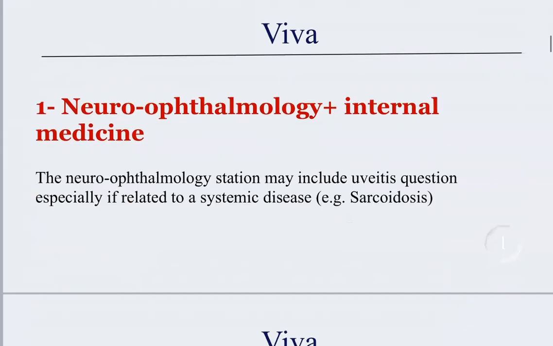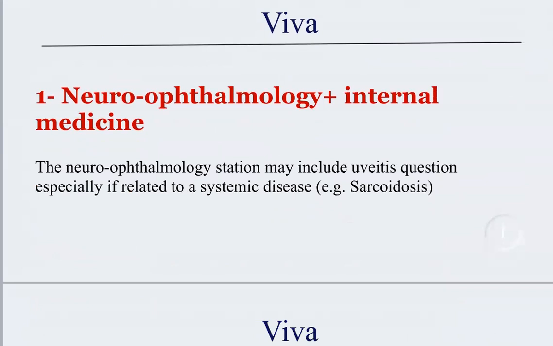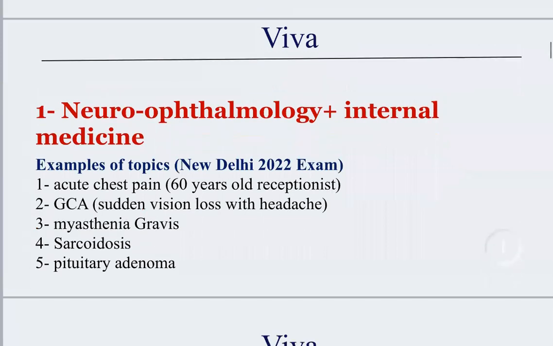Okay, the neuro-ophthalmology station may include uveitis. Yes, but uveitis in relation to systemic disease like sarcoidosis. So it somehow can be an internal medicine question, because you will be asked about the relevant systemic manifestations and how you can manage such a case. Examples of topics. This is for the New Delhi 2022 exam. The first case was acute chest pain, giant cell arteritis. These were the internal medicine 2 case scenarios. Myasthenia gravis, sarcoidosis, and pituitary adenoma were for the neuro-ophthalmology part.